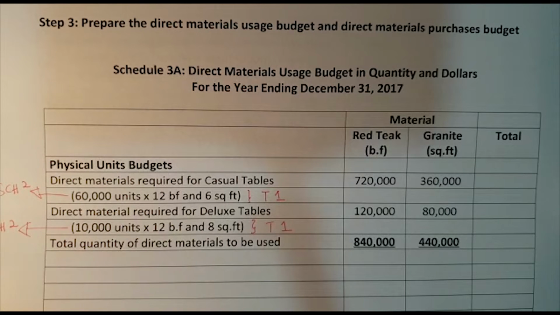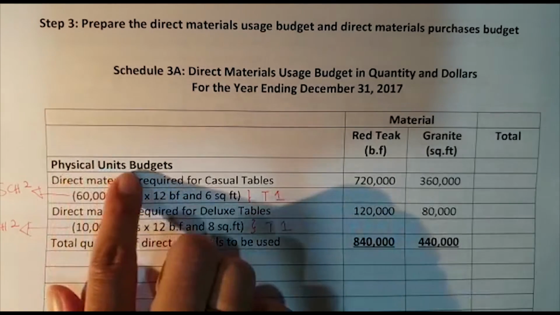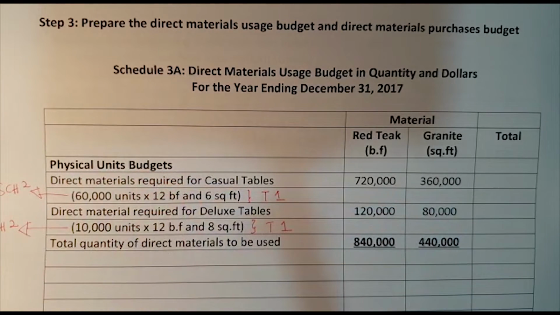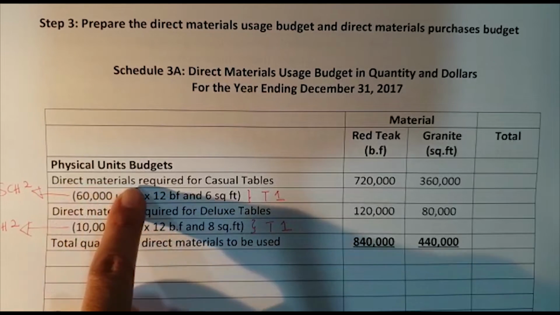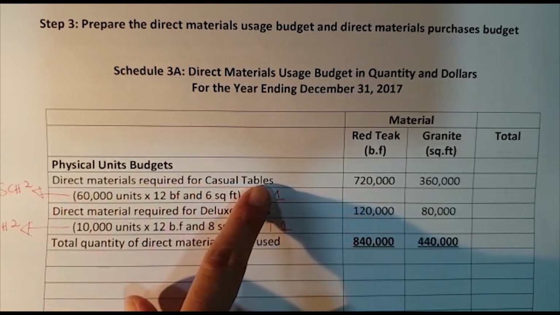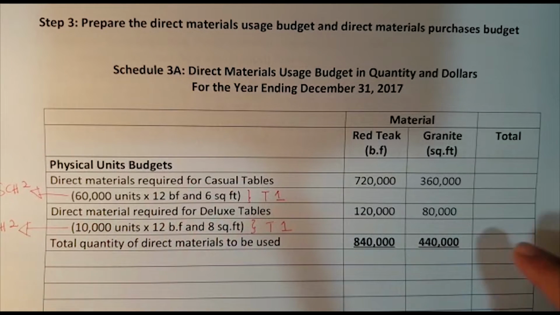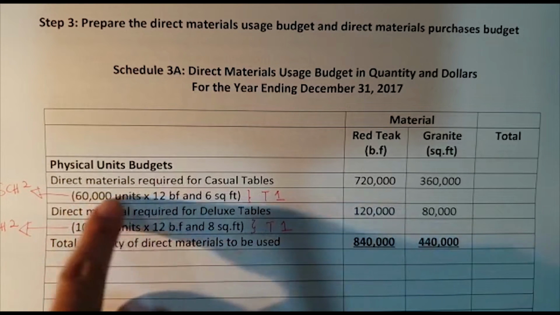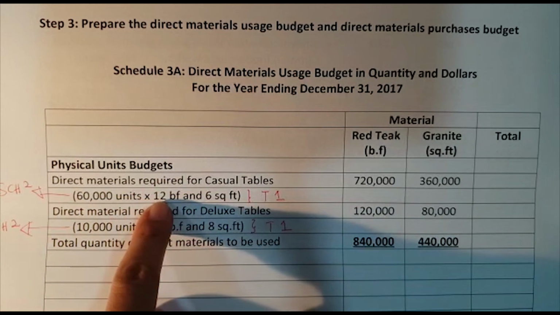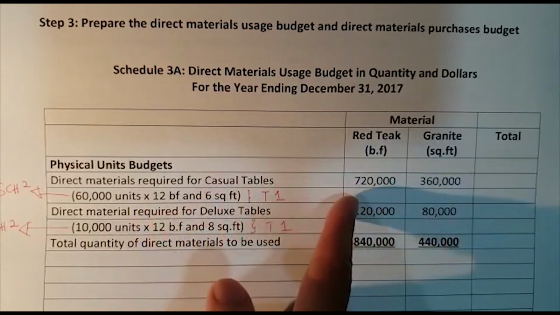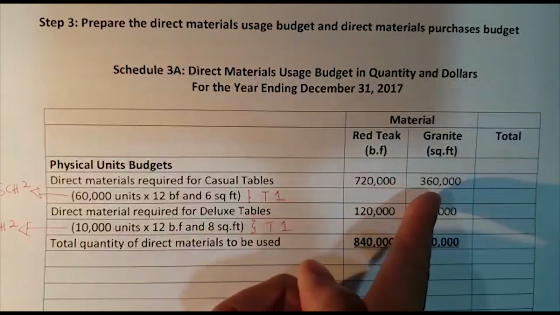Alright, now we move to Schedule 3A, where we are going to prepare the direct material usage budget. In this part, we're going to look at the physical units budget, the direct materials required for casual, as well as the direct materials required for deluxe table. Here is the calculation: 60,000 units times 12 board feet for red teak and 6 square feet for granite.